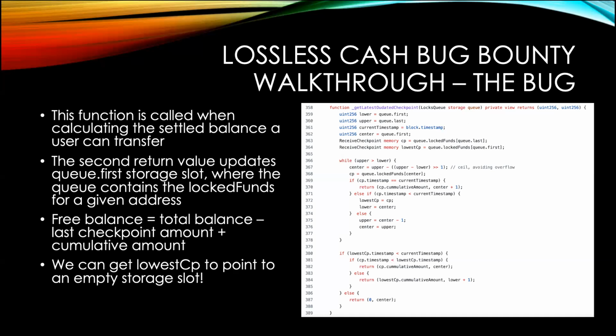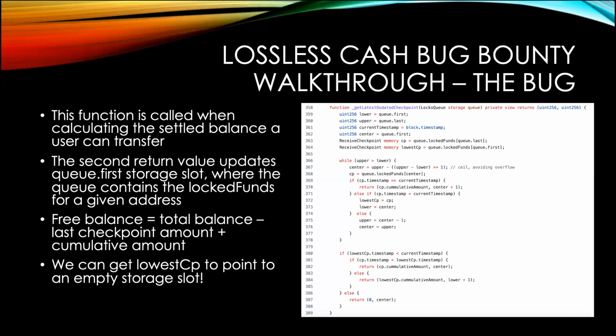The free balance calculation is the total balance of the user minus the last checkpoint amount, plus the cumulative amount. So we can effectively get Q dot first to keep getting incremented, because it's returning lower plus one.